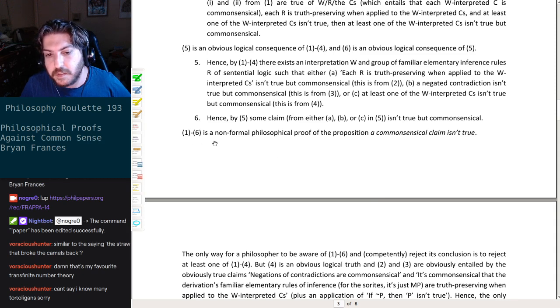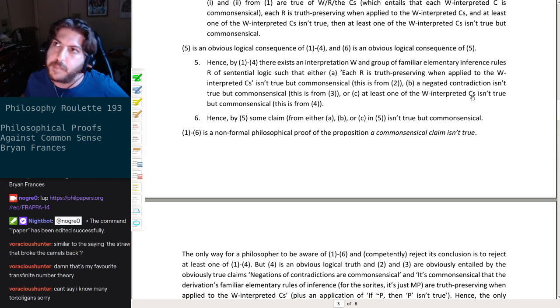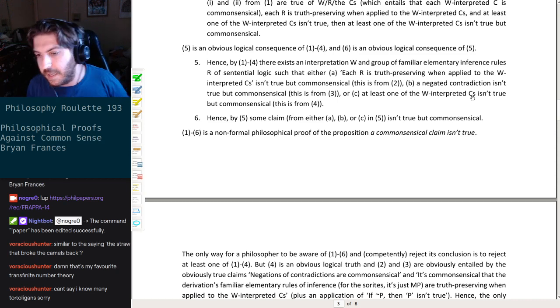All right, 1, 2, 6 is a non-formal philosophical proof of the proposition a commonsensical claim isn't true. Any one of them, the C's are commonsensical. But when you start putting them together, is the combination of a bunch of commonsensical claims also true? I'm not so sure, actually. Because any one of them we accept. Because I accept that if you have 1 penny, you're not rich. But when you start grouping this stuff together, I'm not so sure that that's the case.